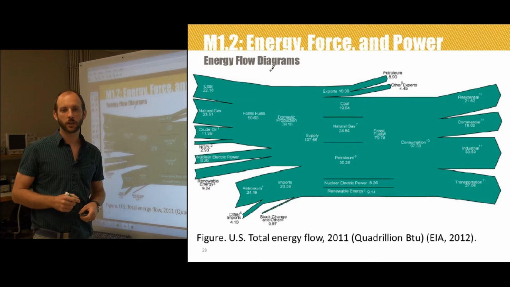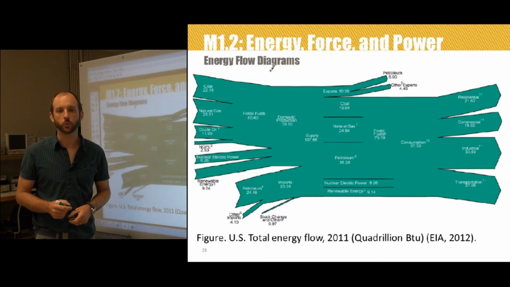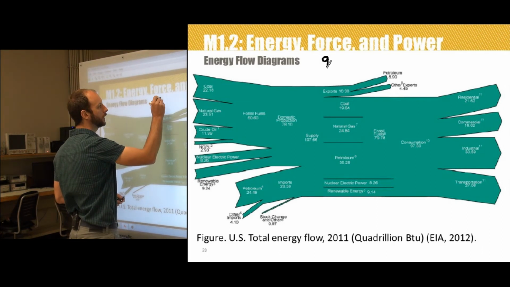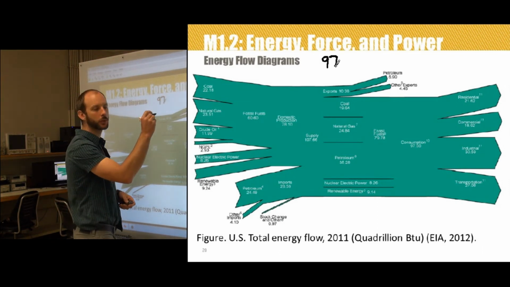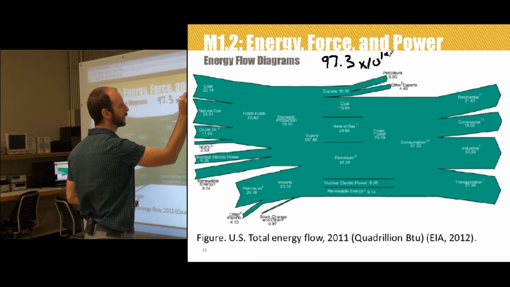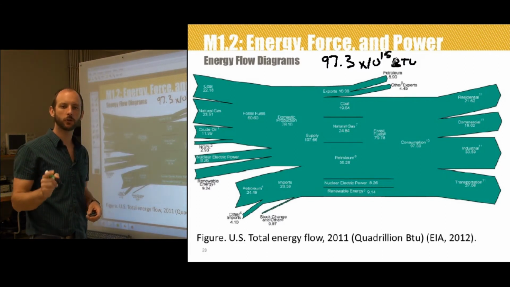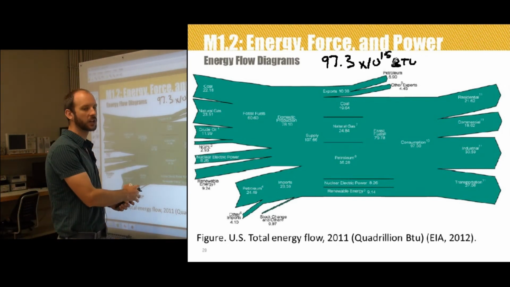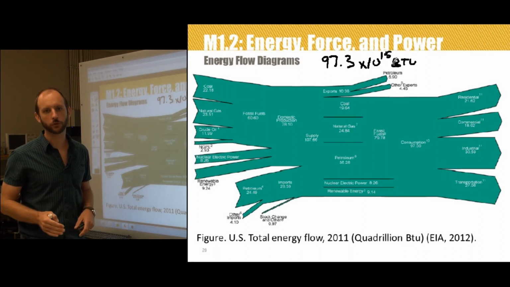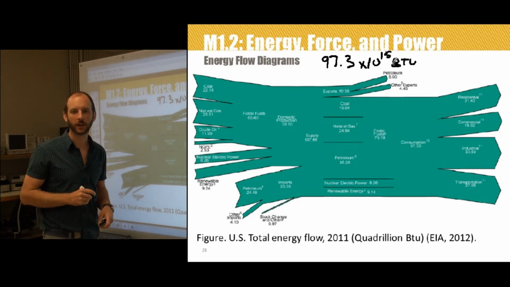The U.S. total energy consumption in 2011 was 97.3 quadrillion BTUs. I'm going to write that down. 97.3 quadrillion. A quadrillion is 10 to the 15th BTUs. Often this is called a quad. Quads are very common units when dealing with large amounts of energy, such as on a national scale. This is about 28.5 trillion kilowatt hours.